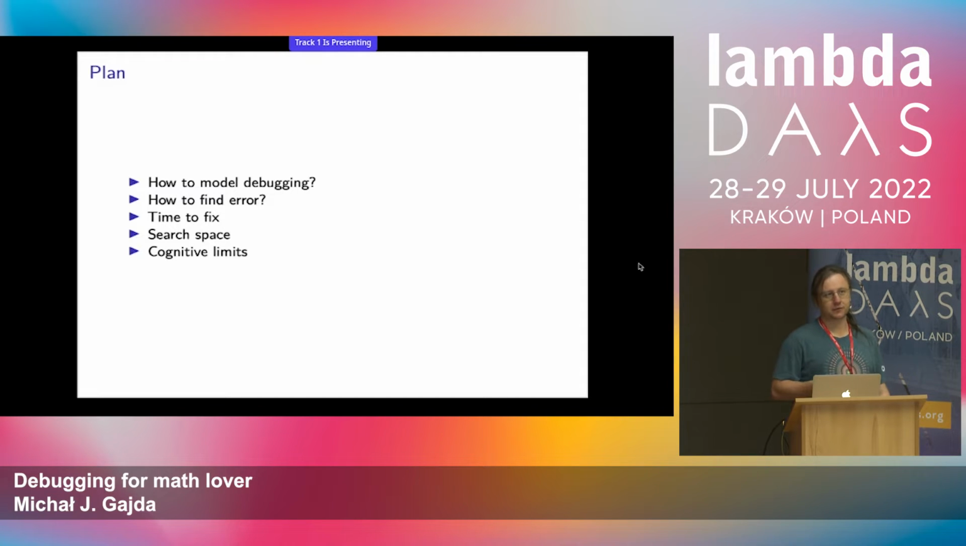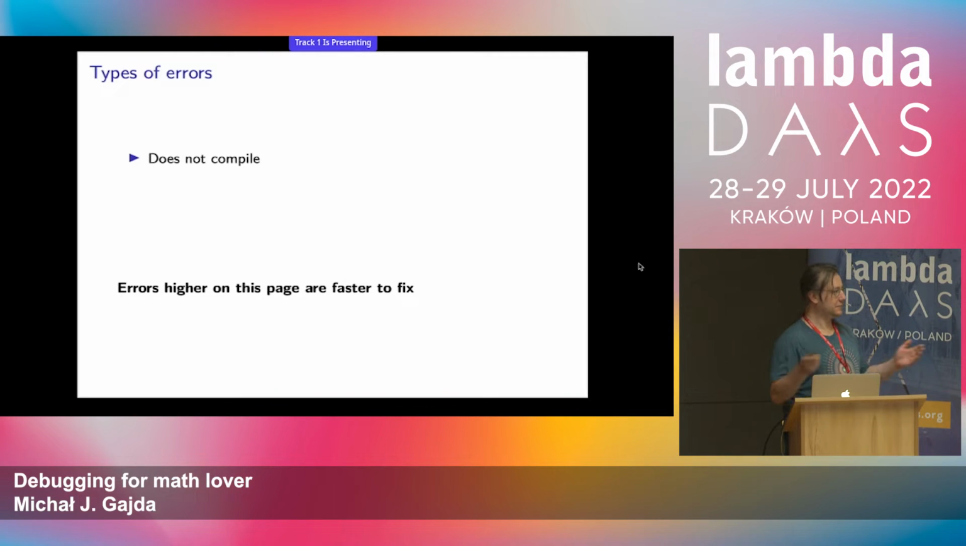So first, I will talk about how we can think about finding the error, then how we can think about how long it takes to see the difference in the behavior of the program and how it differs from what we expect. We will talk about search space and cognitive limits that affect it.